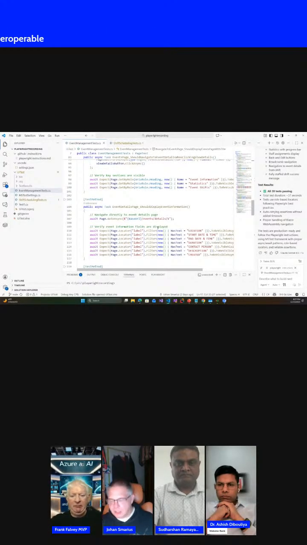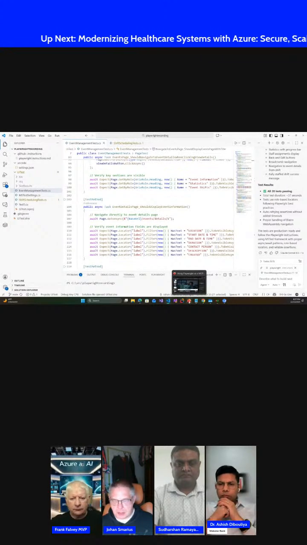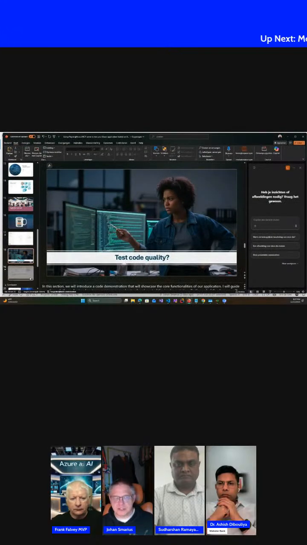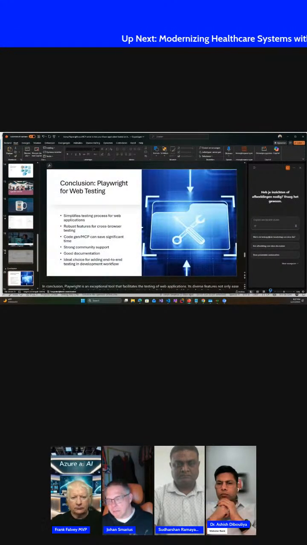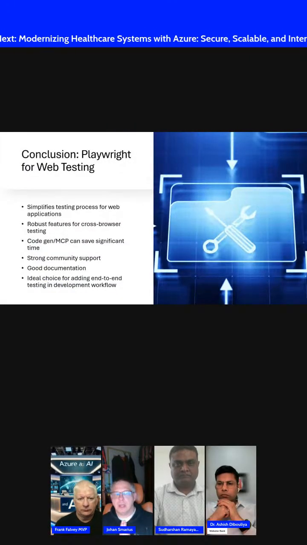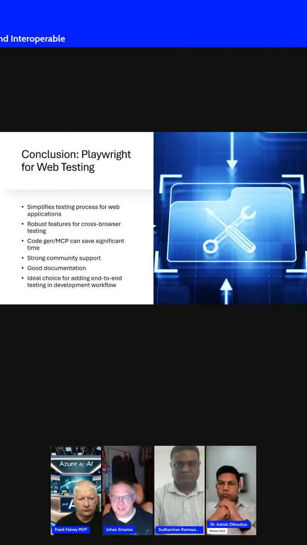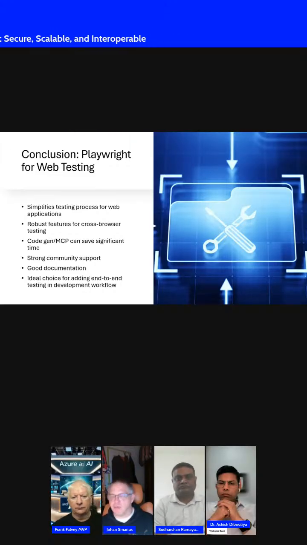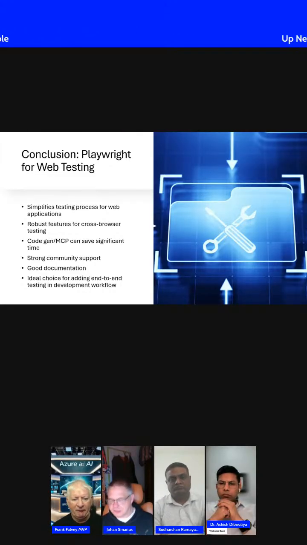And then I would have gotten even more tests. So I must say, if you look at this, at the quality of the tests that it created and the speed at which it created them, I'm quite happy with it. So, given that this is just a short demo, what will be my conclusion? Well, Playwright will simplify the testing process for web applications. It's robust for cross-browser, and I hope that I have shown you that the codegen option, but specifically the MCP server option, can save significant time.